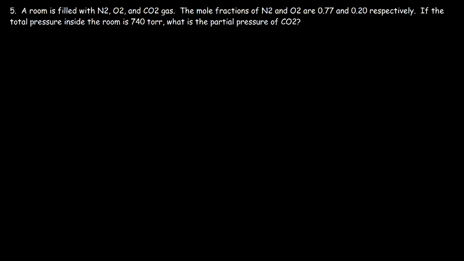Number 5. A room is filled with N2, O2, and CO2 gas. The mole fractions of N2 and O2 are 0.77 and 0.20 respectively. If the total pressure inside the room is 740 torr, what is the partial pressure of CO2?